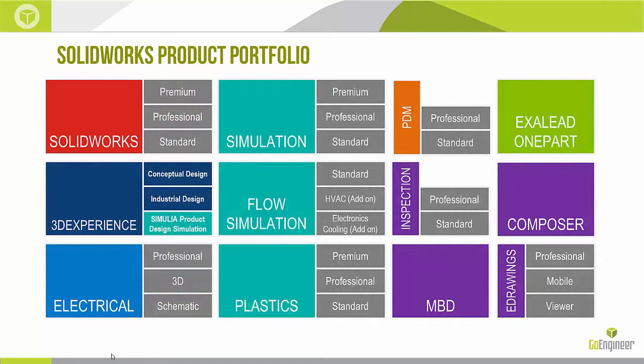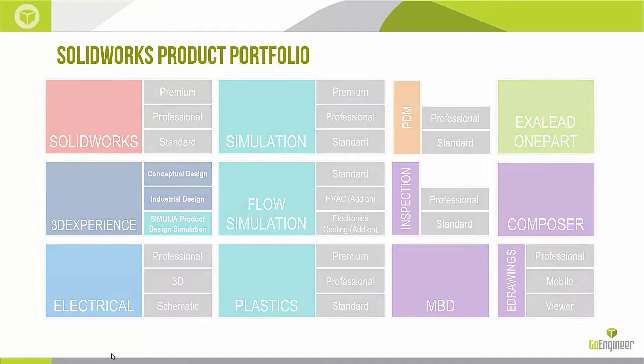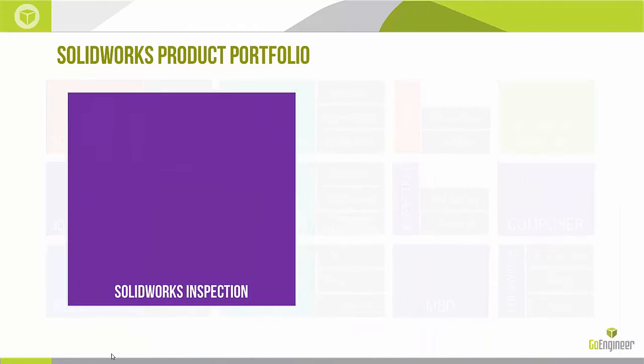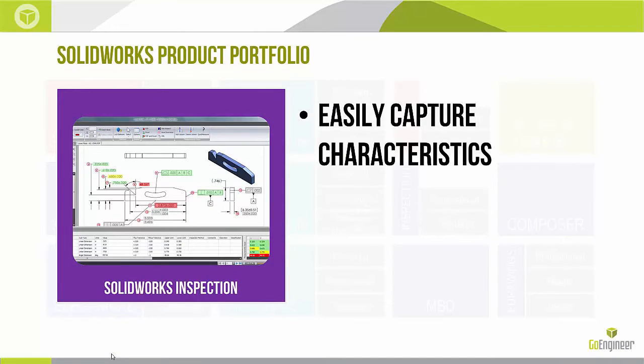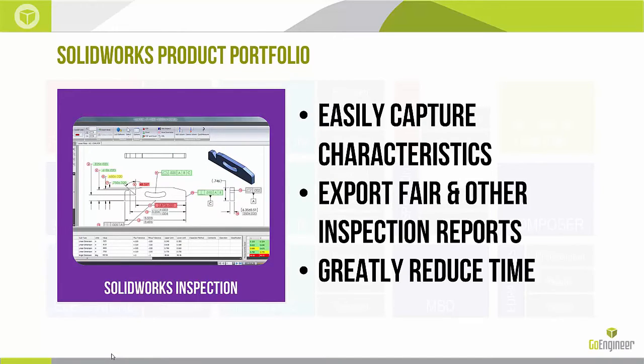So we're back at the SOLIDWORKS product portfolio. This time up is SOLIDWORKS Inspection. SOLIDWORKS Inspection is a tool that allows us to be able to easily capture characteristics. It's a big fancy word, but it just means our dimensions, our annotations, geometric tolerances, any of the other annotations that we may need in order to properly measure a part to see if it meets our quality standards.